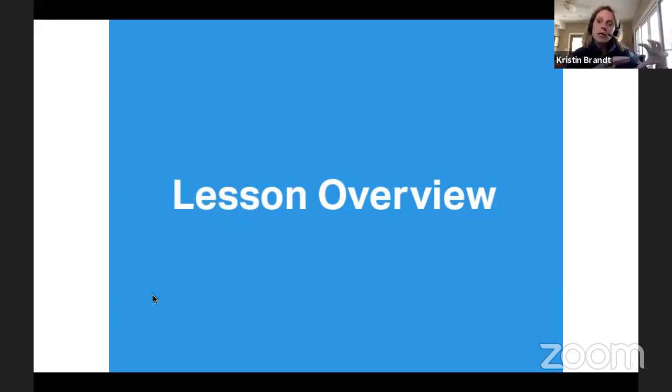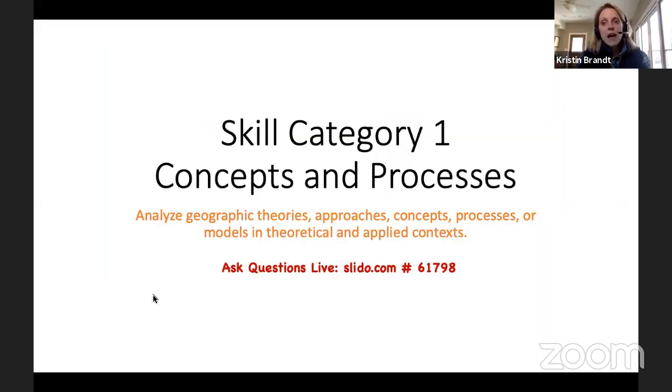So we have been focused on some new content, and then we focused on kind of reviewing the 5 big units. So for the next 5 days, what we're going to do is look at specific skills. And we're going to look at skill category 1 today. So we're going to focus on concepts and processes. So we're going to analyze geographic theories, approaches, concepts, processes, or models in theoretical and applied contexts.